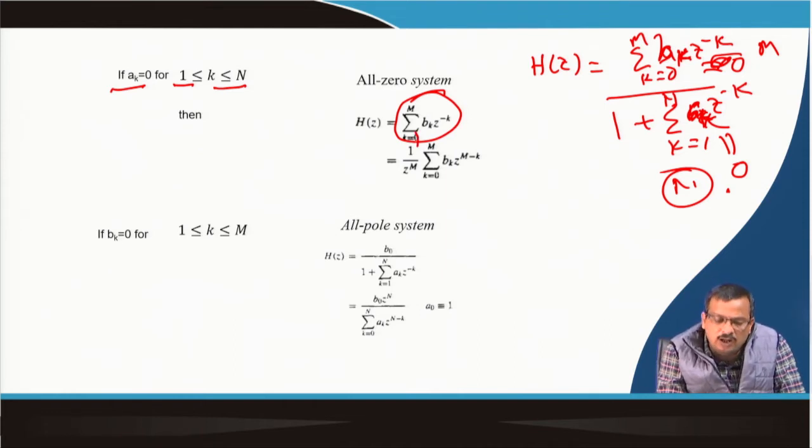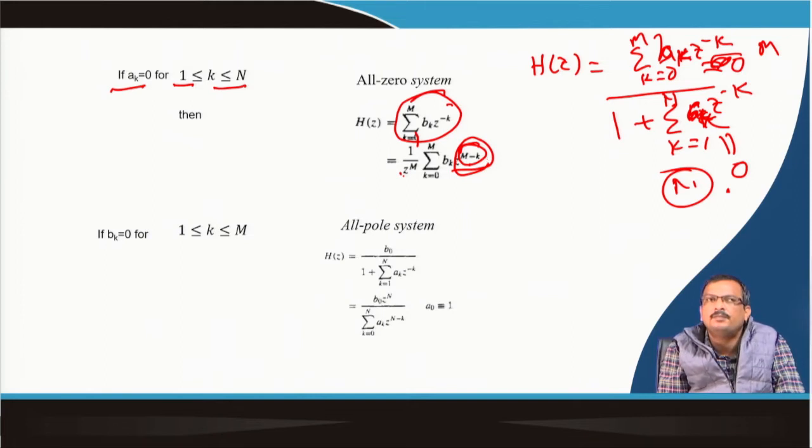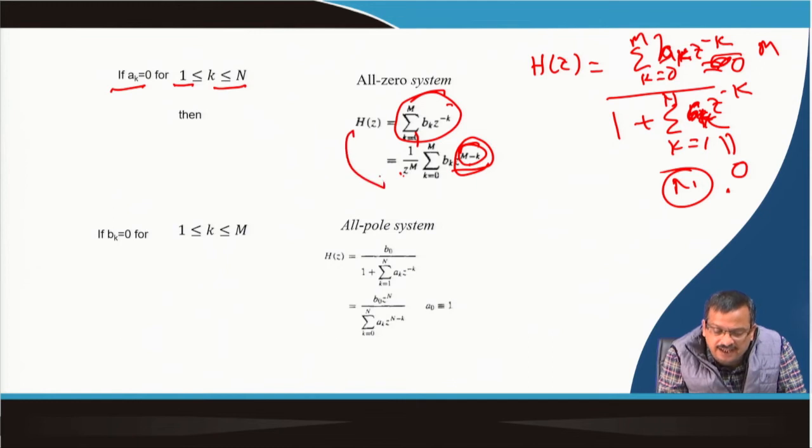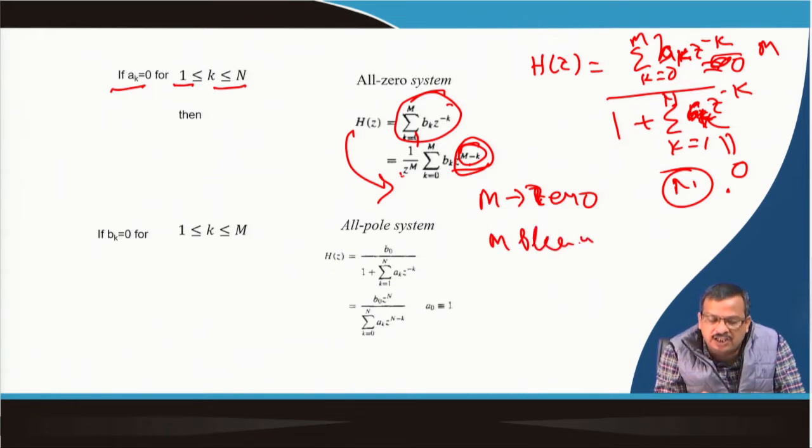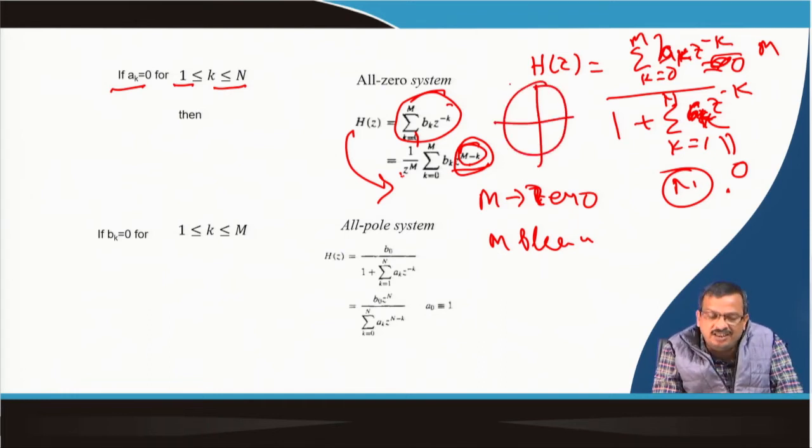Now, if I want to make the exponent positive instead of minus k, if I take z to the power minus M common, it becomes z to the power M minus k. So, if you see, this H(z) only contains M number of zeros and M number of poles at the origin, and M number of zeros in the entire z plane. Then this is called an all-zero system.